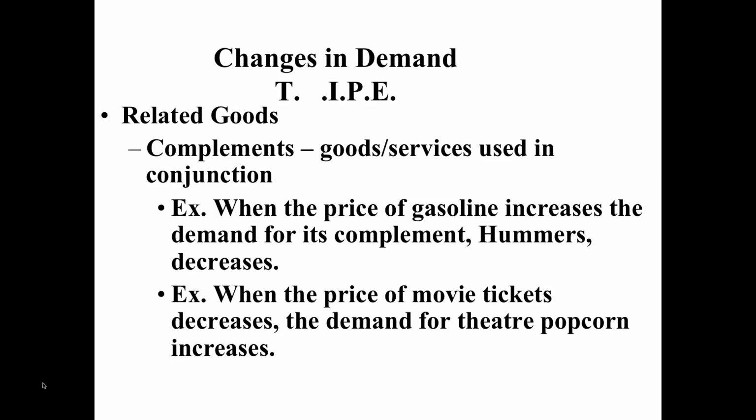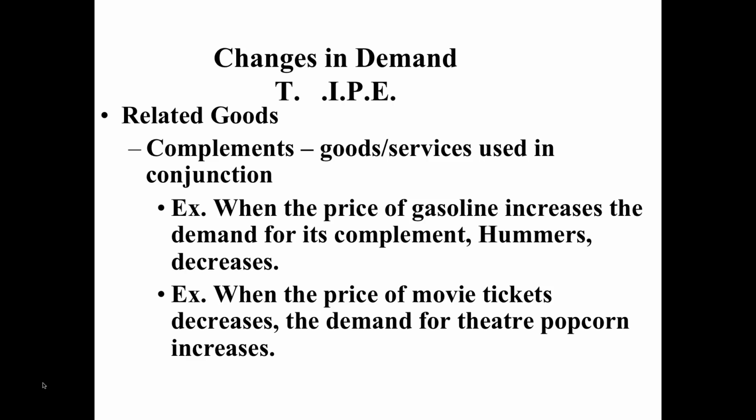So for example, when the price of gasoline increases, the demand for its complement, Hummers, decreases. And the reason is when the price of gas goes up, people want to buy less gas-guzzling cars. That makes a lot of sense.